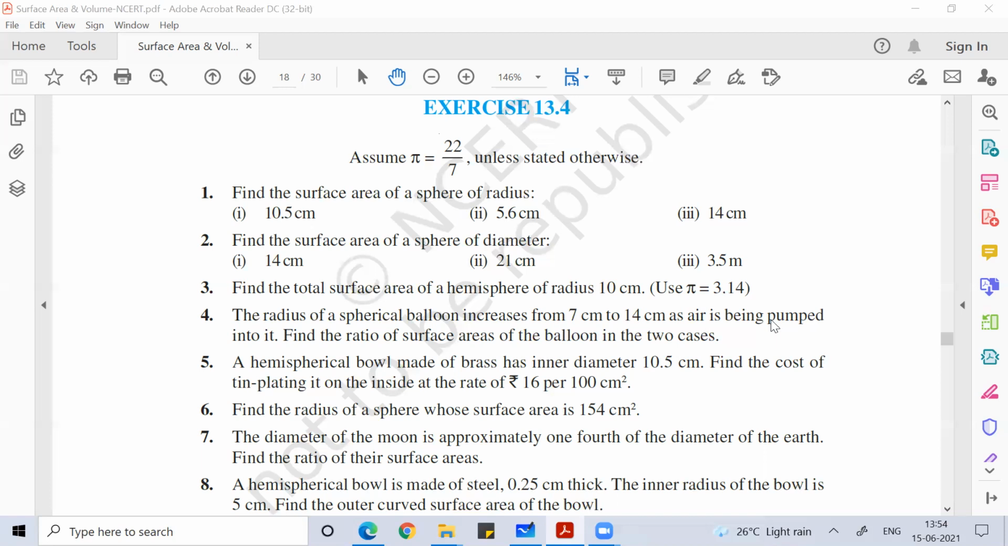So the second one is coming in decimals. 5.6, you can write 56 by 10 or 28 by 5. It's coming 394.24 centimeter square. Okay. The only thing I want here is that 5.6, you write as 56 by 10. You can divide 56 by 7 and make it 8. So if it comes in decimal, they have done it like that.